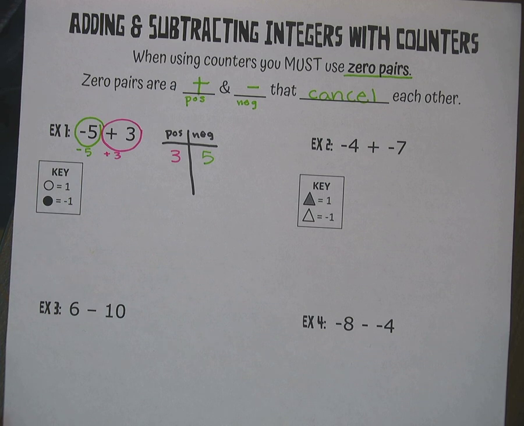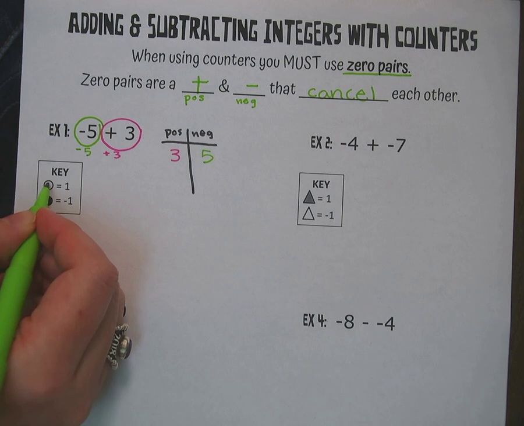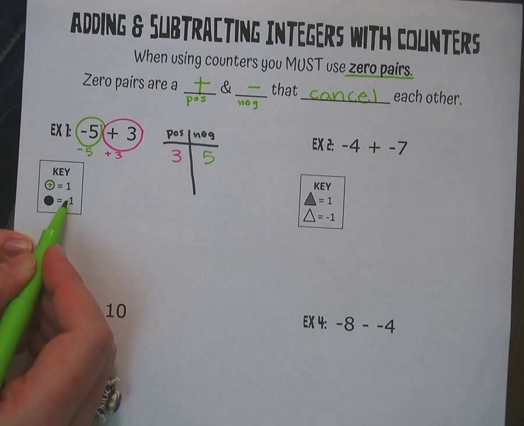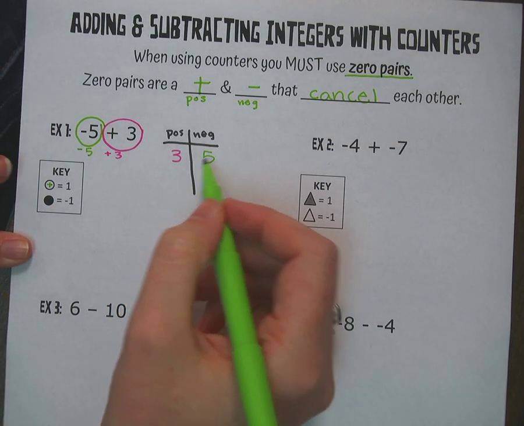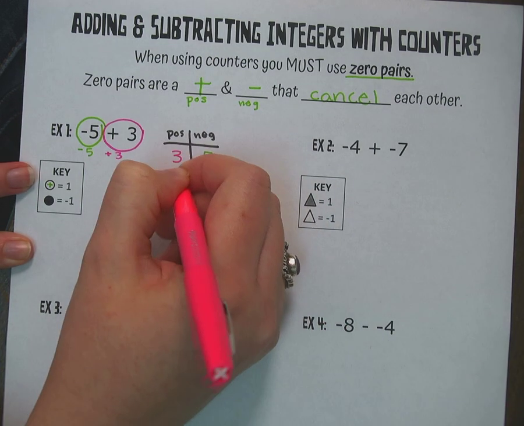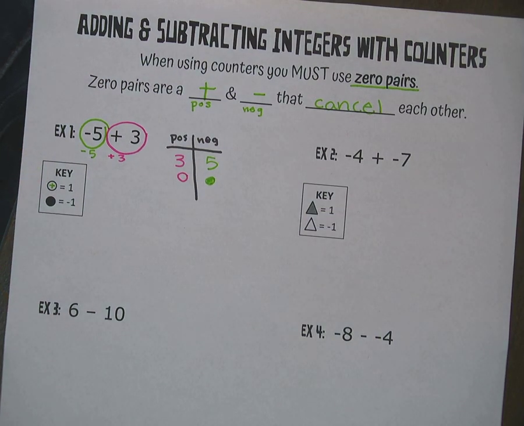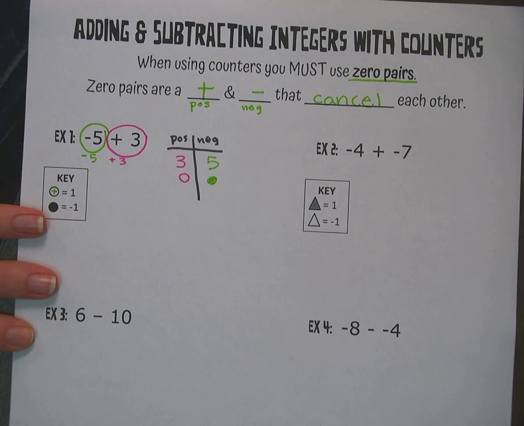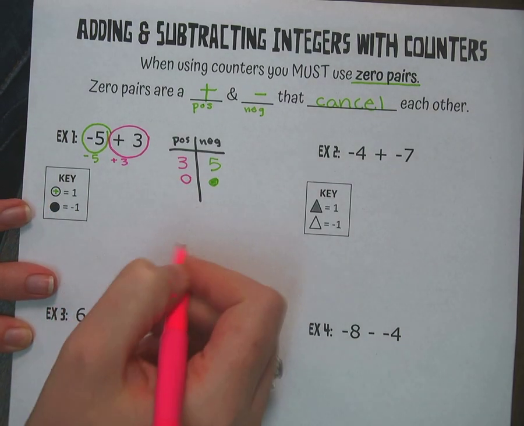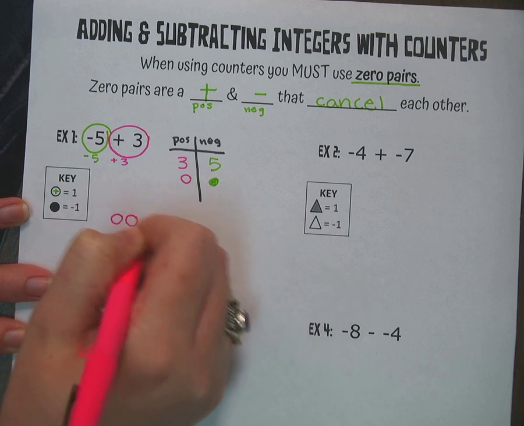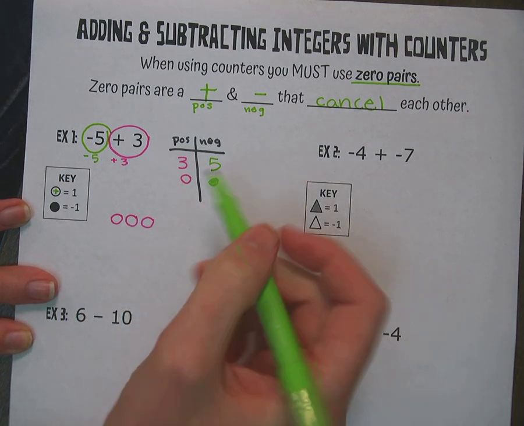So now we're going to use counters. Over here we have a key. It says that open circles are positive 1 and closed circles are negative 1, okay? So we could also write that here. My positives are going to be open and my negatives are going to be shaded in. That will help us keep track of our key as well. So we are going to have 3 positives, and again, those are open. So I'm going to have 1, 2, 3. That represents my 3 positives. And then I have 5 negatives.